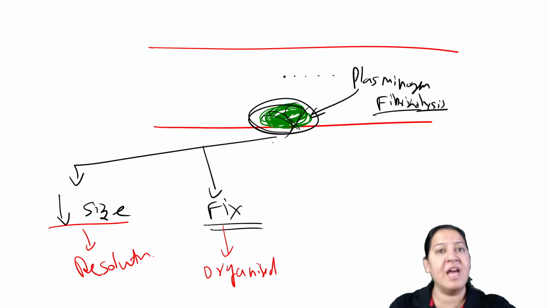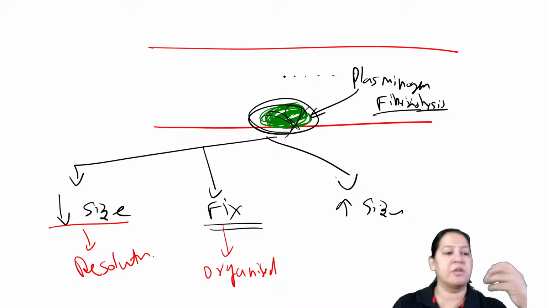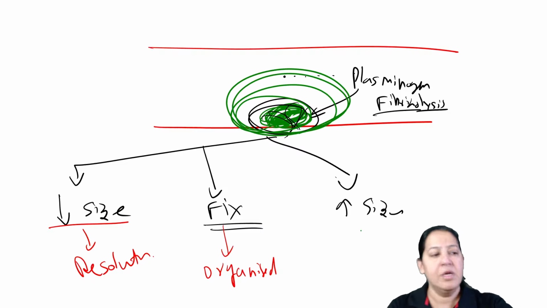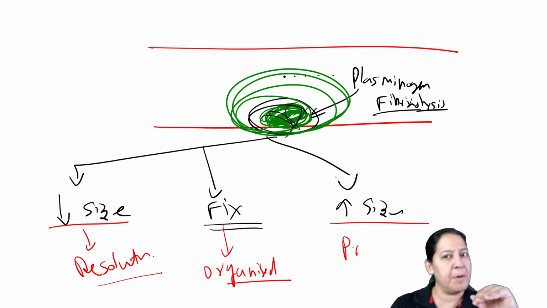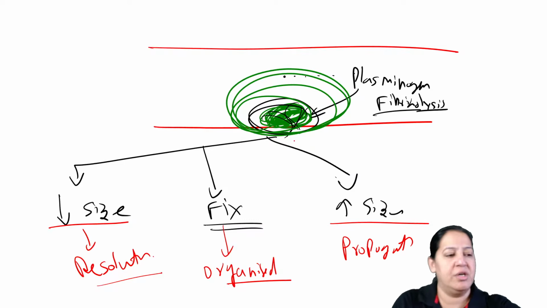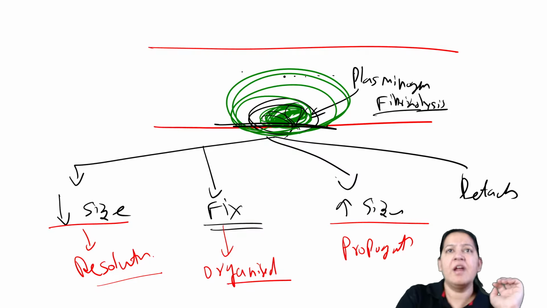Or the third thing, it can increase in size. With time, it keeps on increasing in size. So this is known as either resolution, or organization, or propagation. It is propagating. It is moving, it is growing more. Propagation. And the last one, it can detach. It can detach from its site. It can detach from here and move with the blood.